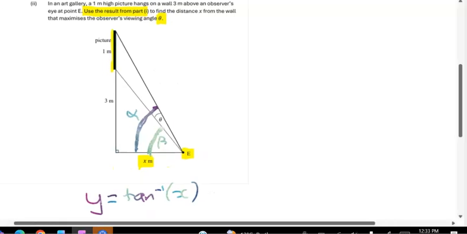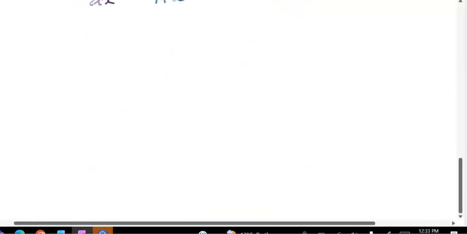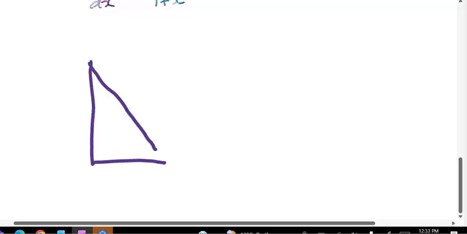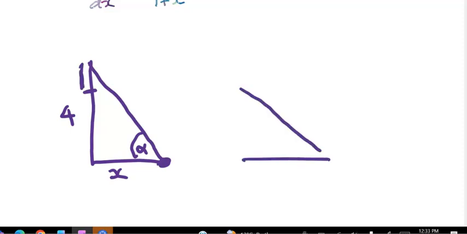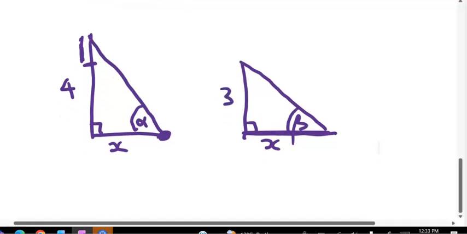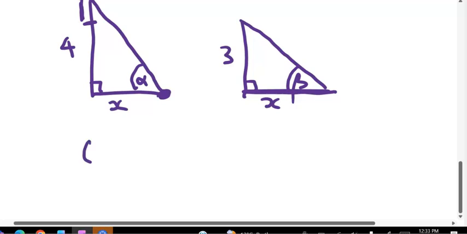Let's move down to the bottom. I'm going to do some bad triangle drawing now. We've got the big triangle here, which has got angle alpha. This is length x, where the person is standing, and this is 4 meters long, 1 for the picture and 3 for the rest. Then we've got the smaller triangle, angle beta is here, x is still here, it's a right angle triangle, and this is length 3. So theta is the difference between those two angles, so theta is equal to alpha minus beta.